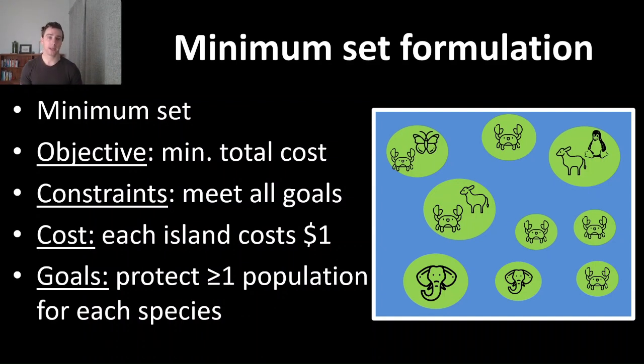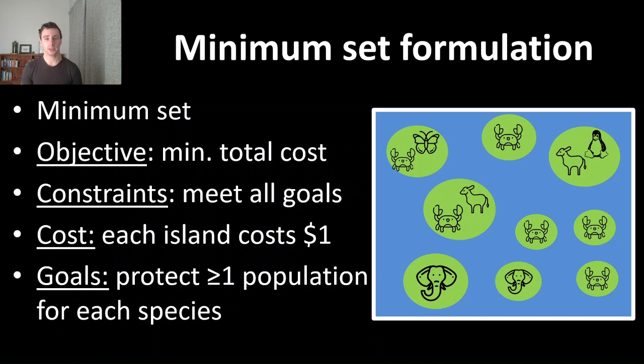Under the minimum set formulation, our mathematical objective function is to minimize total cost. And we're going to say each island costs unit 1 cost. In our constraints, we're going to say that we must meet all the goals. And our goals here are that we want to protect at least one population of each species. When you're using the Where to Work tool, these goals are expressed as percentages. But just to keep things simple, we're going to specify these goals here in this example using numbers of populations.